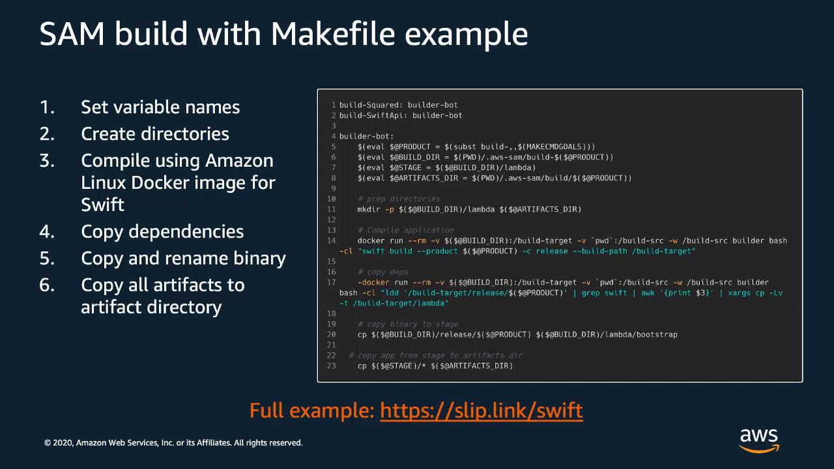And then when that's all done, I copy the dependencies to a staging area. I copy and rename the binary to a staging area. I collect all that together and copy it to the artifacts directory. In SAM build, the artifacts directory is that .aws-sam folder, and there's a folder for each of the functions being built under there. So that's just an example of a Makefile and how I would use that to do custom builds. And these can look different in any number of ways, depending on how you approach it.